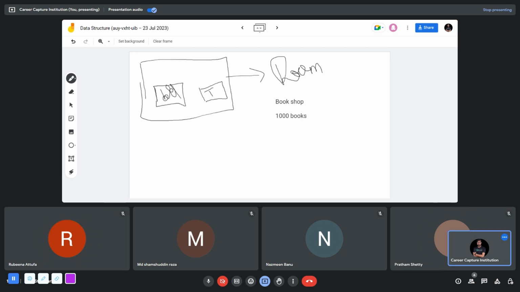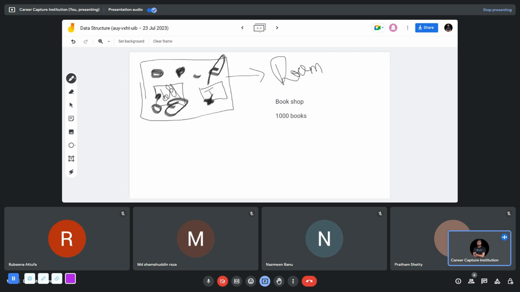Like I have purchased 1,000 books, right? And now I am a messy kind of person, a very messy kind of person. So what I have done is I went to my room and threw all my books all over the place. Some books are lying here, some might be there, and so on and so forth.